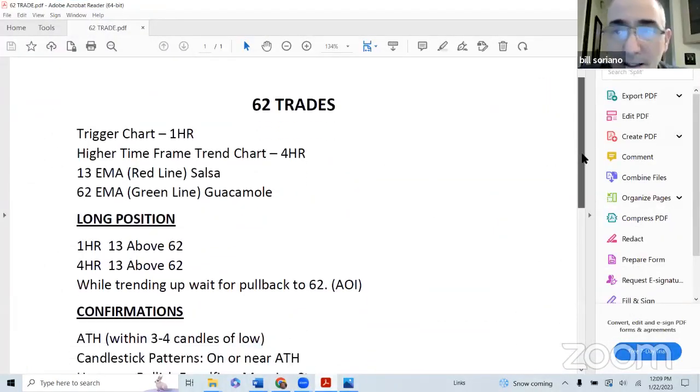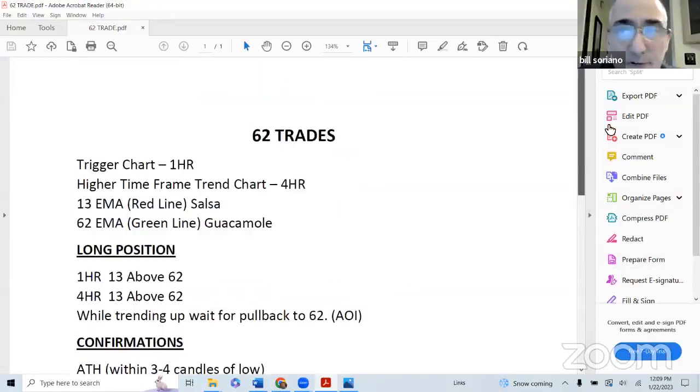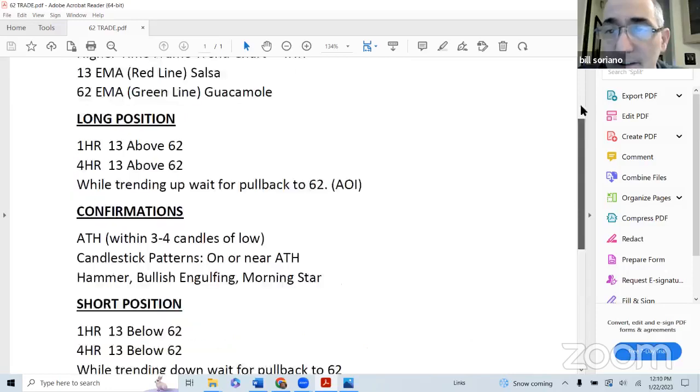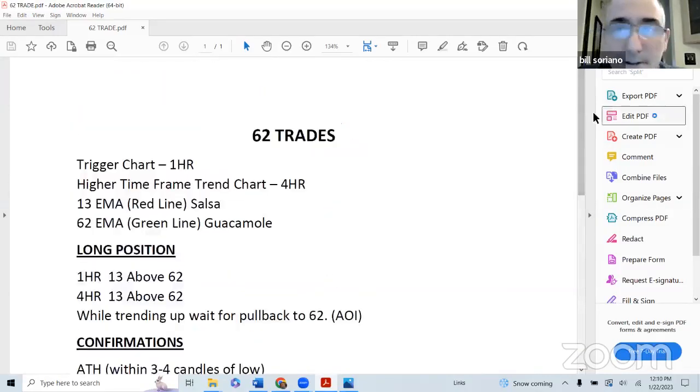Okay, so I hope it helps you out, guys, here. I'm going to drop this. I'm going to edit this document here, the 62 trade document. I got a couple mistakes on here, and I'm also going to add some of those chart images to it as well. And then I'm going to put it back in here. So I hope this helps you with the 62 trades.